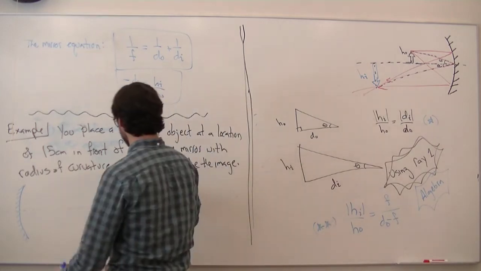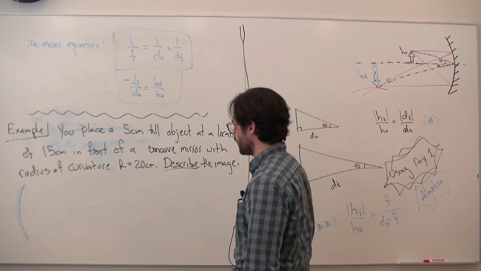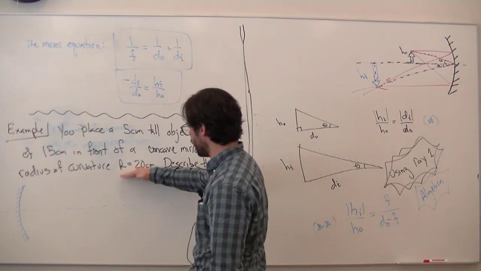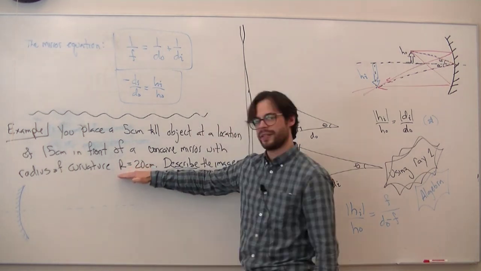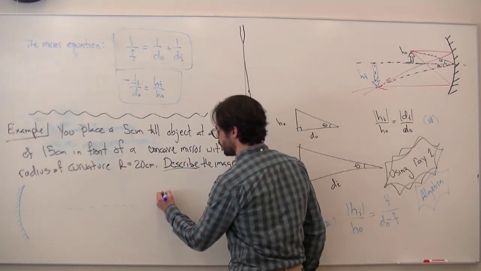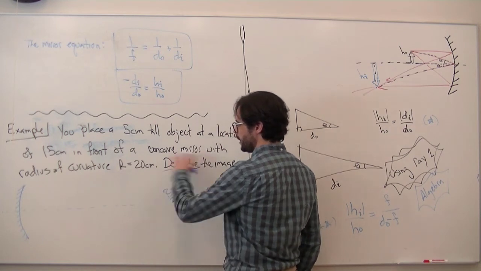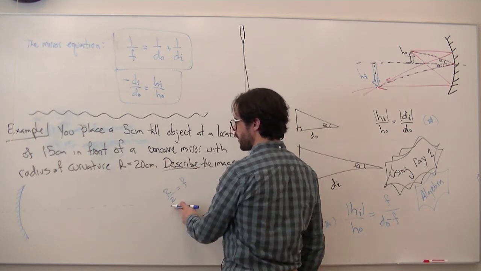Okay, so this is a concave mirror, and I'm not going to put its radius of curvature on there because I kind of don't care. The only thing I really need the radius of curvature for is to figure out where the focus is. So the focal length of any spherical mirror is half the radius of curvature.